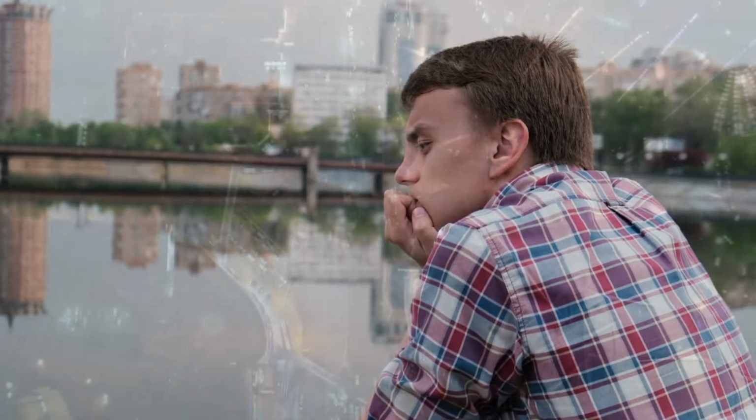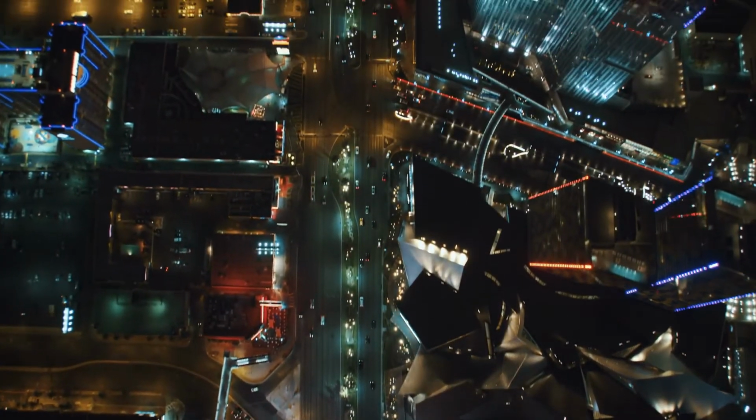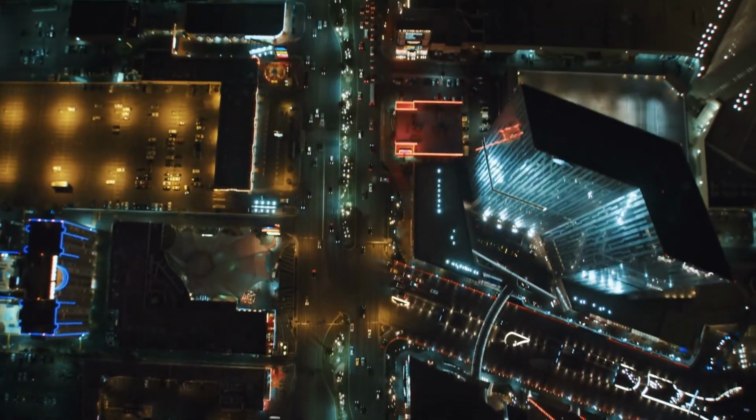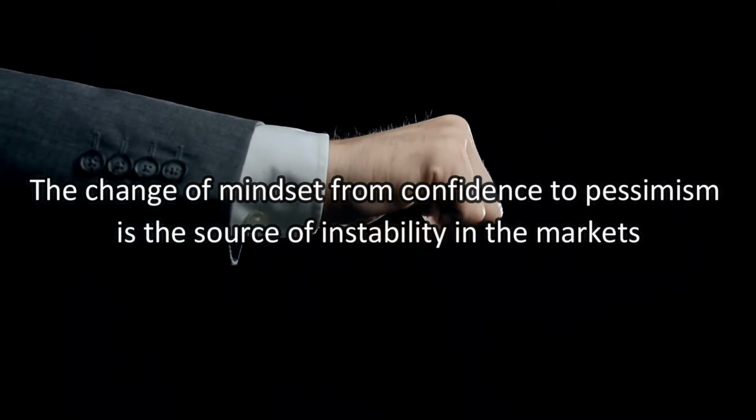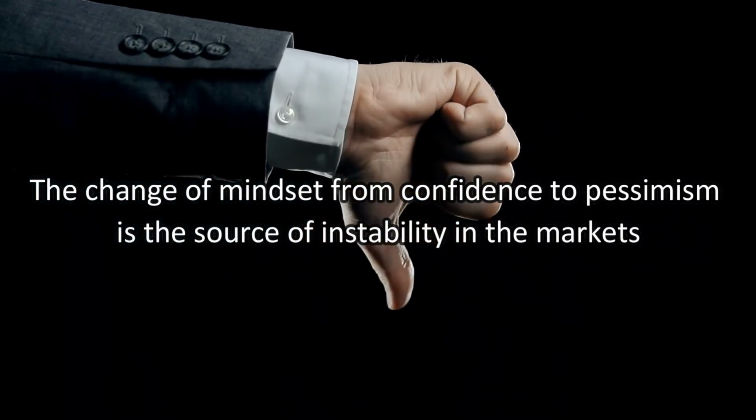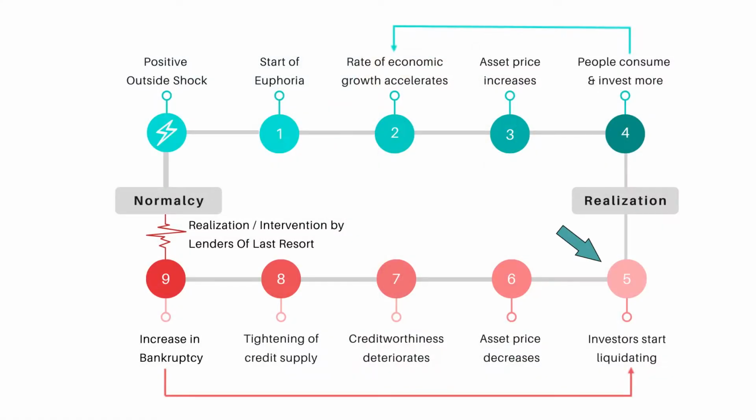it can be external, where an external event forces the market participants to acknowledge the reality. When that happens, market participants will become less aggressive and more defensive with their consumption, spending, borrowing, and investments. The change of mindset from confidence to pessimism is the source of instability in the markets. Investors will start to sell off their risky investments and move into safer asset classes like your government bonds. And businesses will start to slow down on their investments as well to avoid taking on additional risk.